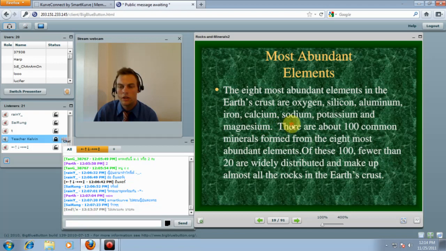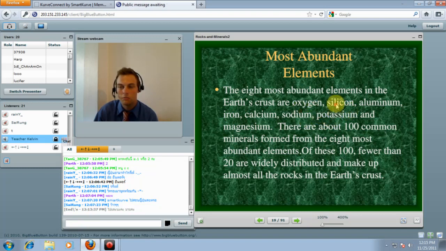But actually, there's only a few of these that are confusing. Iron is Fe, sodium is Na, and potassium is K. So you're going to want to watch out for these three. But magnesium is just Mg, aluminum Al, pretty easy. But these three are kind of hard.